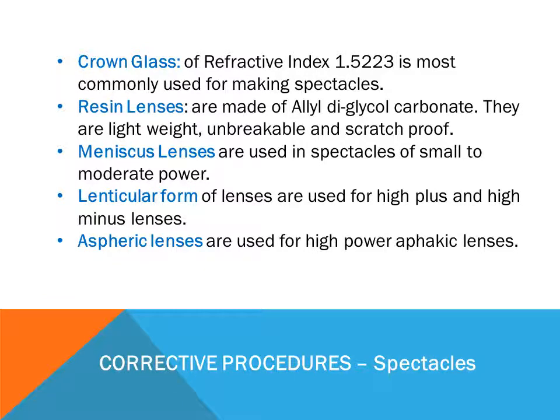Corrective procedure by use of spectacles. Crown glass of refractive index 1.5223 is most commonly used for making spectacles. Resin lenses are made of allyl diglycol carbonate. They are lightweight, unbreakable and scratch proof. Meniscus lenses are used in spectacles of small to moderate power. Lenticular form of lens are used for high plus and high minus lenses. Aspheric lenses are used for high power and aphakic lenses.